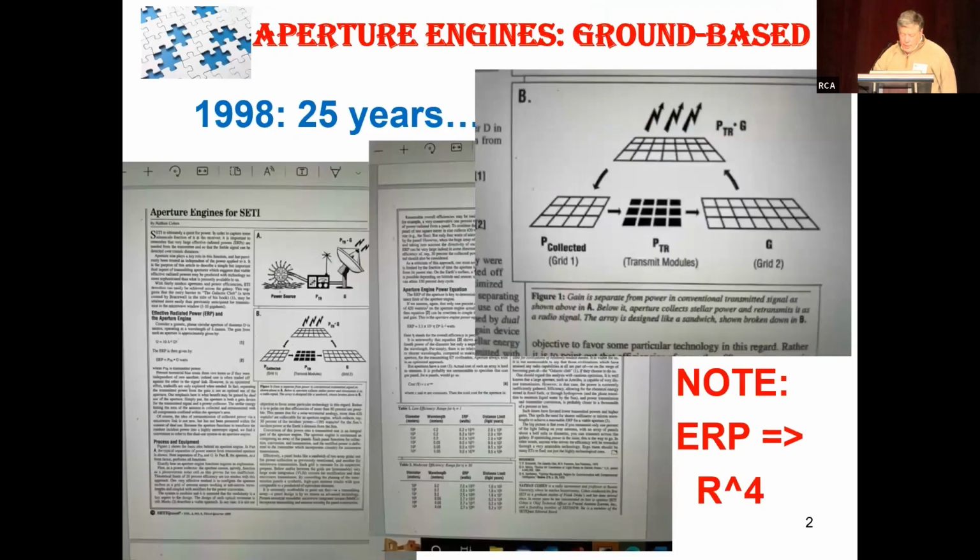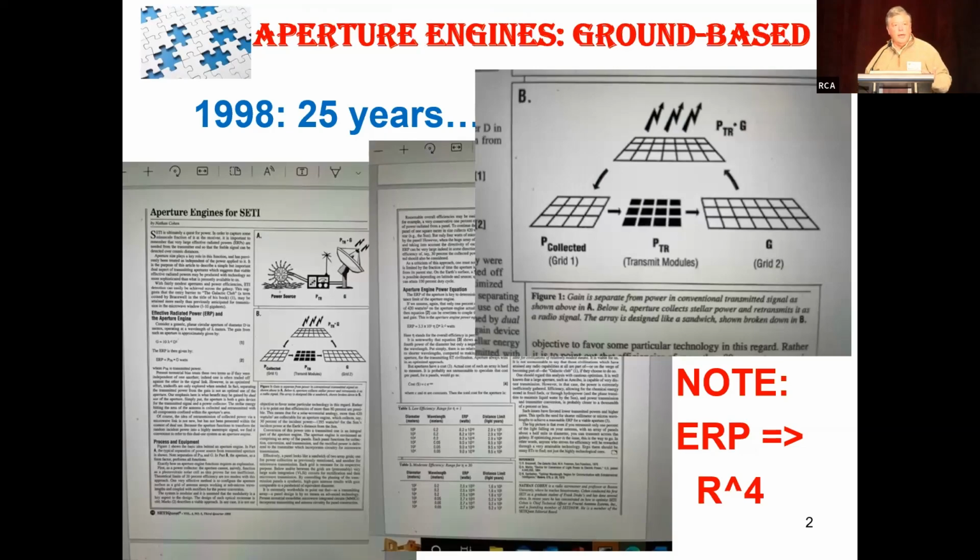This is the paper that I published in 1998 on SETI, the search for extraterrestrial intelligence. What I was trying to point out is that if you take a given area and define that as an area for gathering power and an antenna for transmitting out, you're making the most efficient use of the surface you have. It's silly to separate everything out. And if you do that, what happens is you increase the area of the surface.